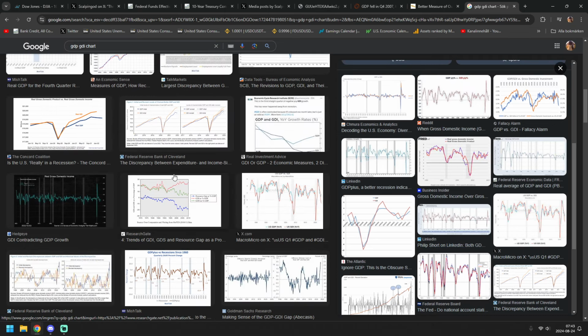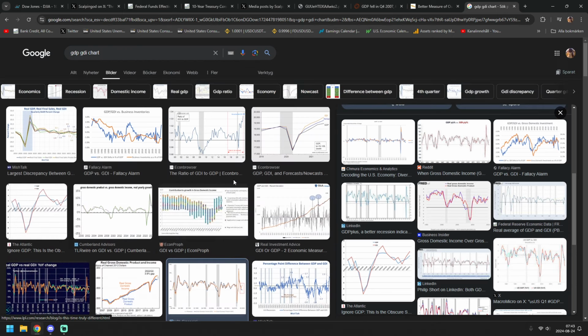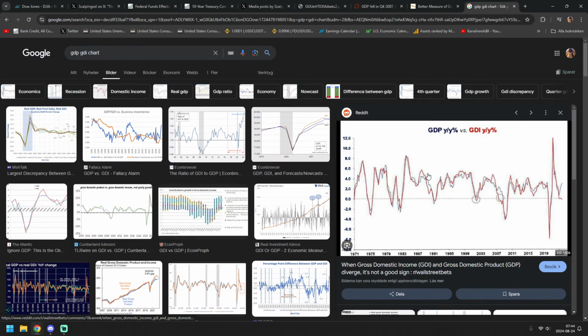Trying to find a GDP versus GDI comparison. Whatever, we're just going to have to look at this. Oh, I guess this is good. So in blue we have GDI, and in red we have GDP. No, it's actually the opposite. GDP is in blue in this example, and GDI in red. Which one predicted the global financial crisis? GDI. GDI was leading in red.